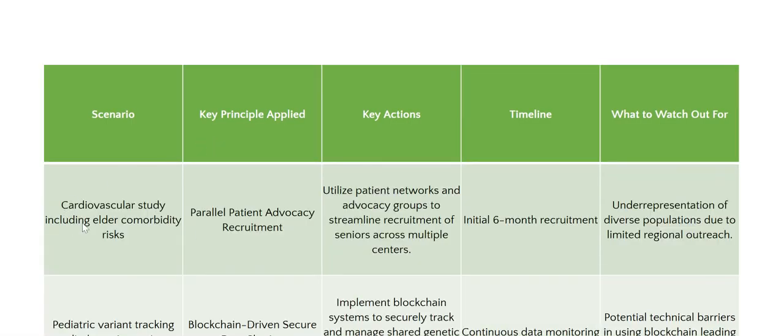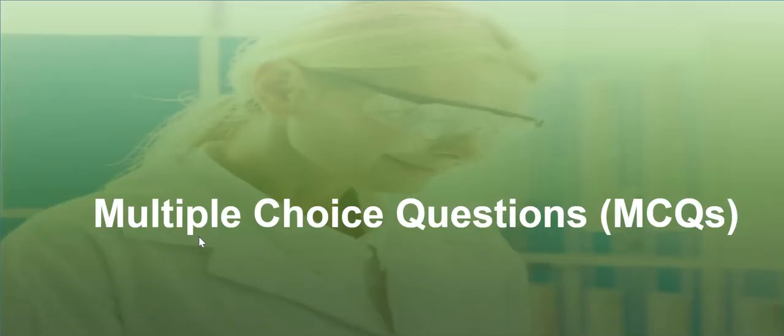Continuing with scenarios, cardiovascular study including older or elder comorbidity risks, pediatric variant tracking applied to aging patients. Then we will be revising what we have covered through this lecture through some MCQs, or multiple choice questions.